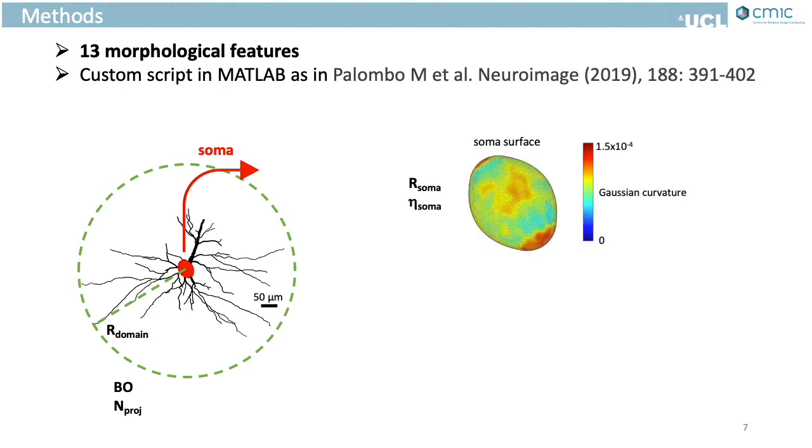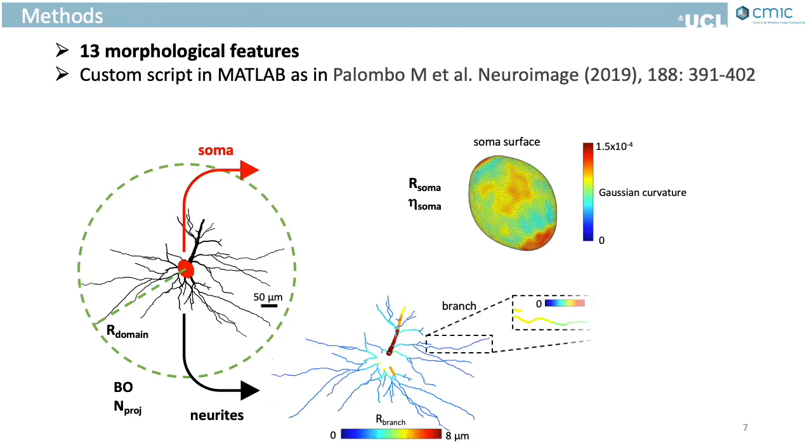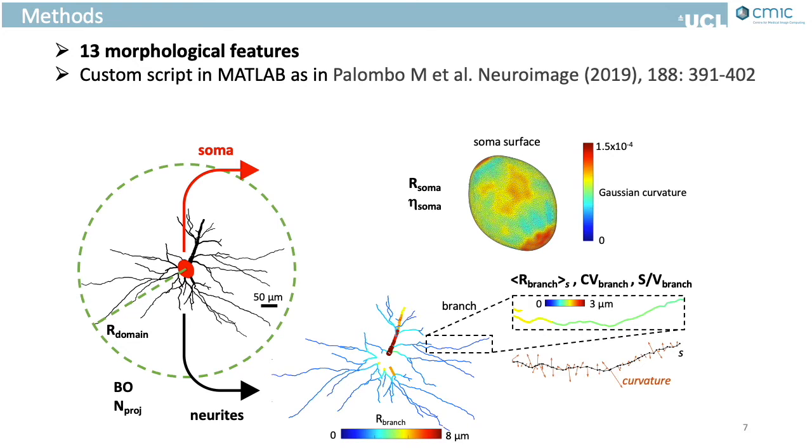Then, by separating soma and projections, we measured the soma features such as the effective radius and the amount of soma surface covered by projection interfaces, and features of each branch of each cellular projection, such as mean branch effective radius, coefficient of variation along the branch of the surface to volume ratio, as well as branch length and tortuosity, and mean branch curvature and microscopic orientation dispersion.